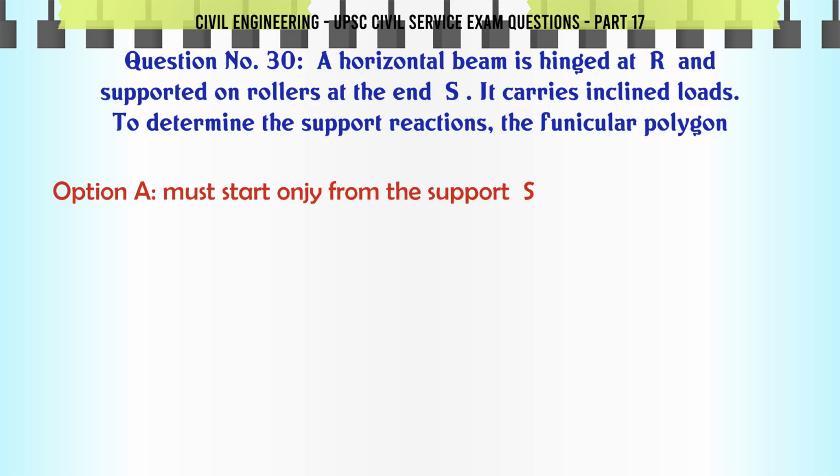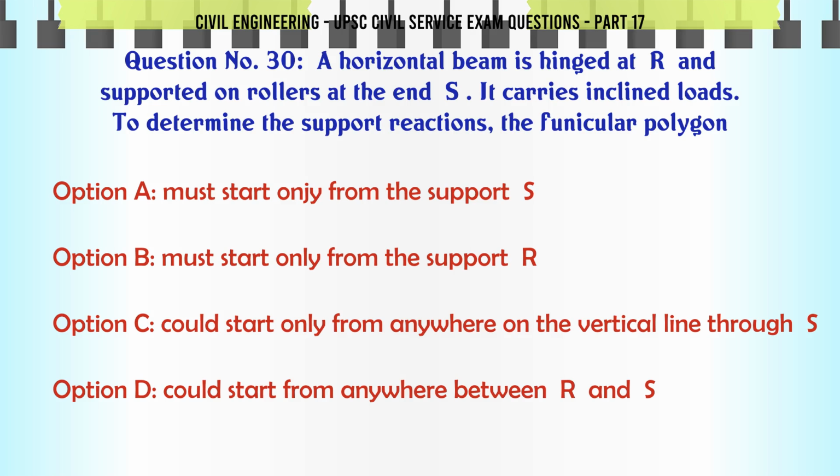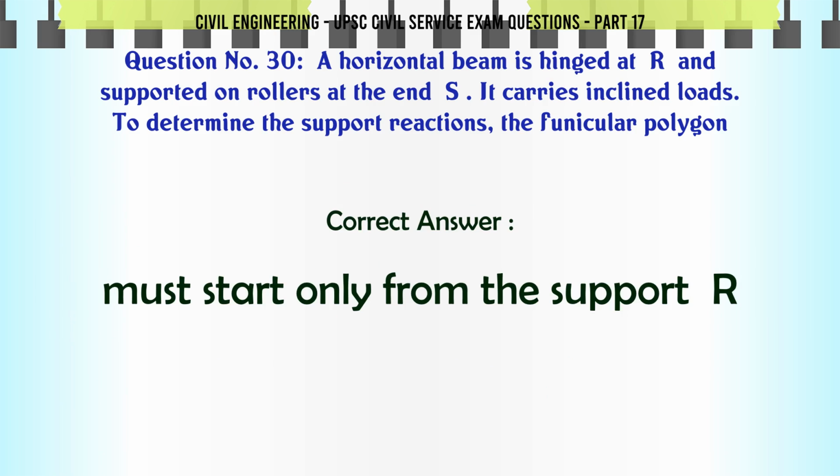A horizontal beam is hinged at R and supported on rollers at the end S. It carries inclined loads. To determine the support reactions, the funicular polygon: A. must start only from the support S. B. must start only from the support R. C. could start only from anywhere on the vertical line through S. D. could start from anywhere between R and S. The correct answer is: must start only from the support R.